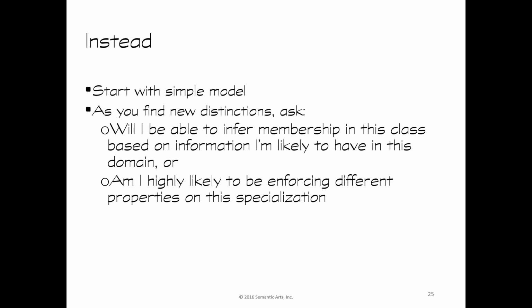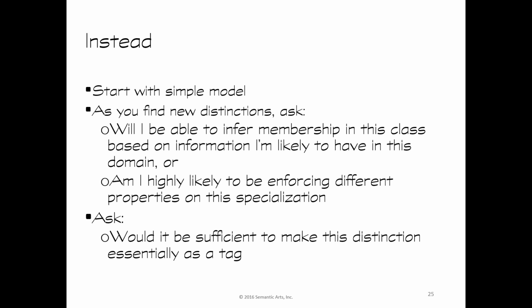And then every time you find something new, you want to ask yourself a couple of questions. One is, given the other information I'm likely to have in this domain, would I be able to infer membership in this class? It's not an absolute criterion, but it's an interesting one. We'll show an example in a minute. And especially when I go to use this ontology in real applications, is it highly likely that I want to enforce different properties for different subclasses? These are at least candidate subclasses. If the answers to those are yes, then go ahead and make a class. If not, let's treat this as a tag.